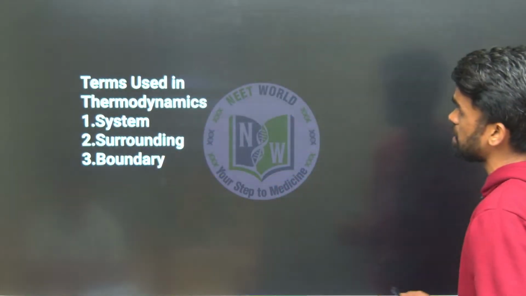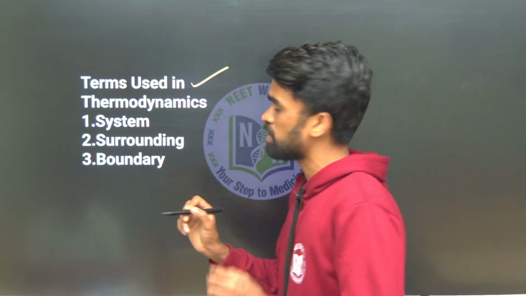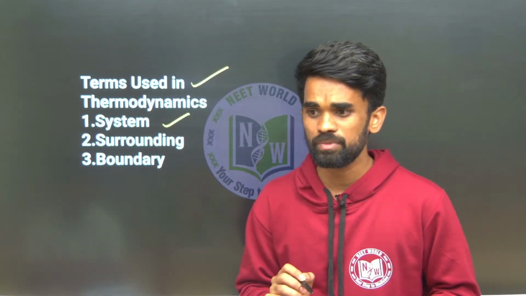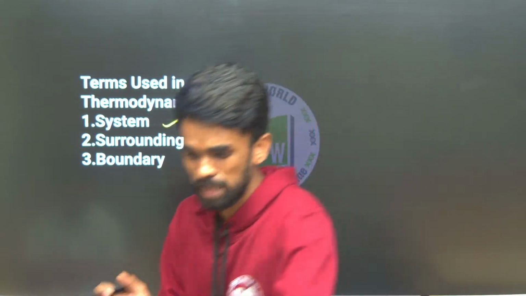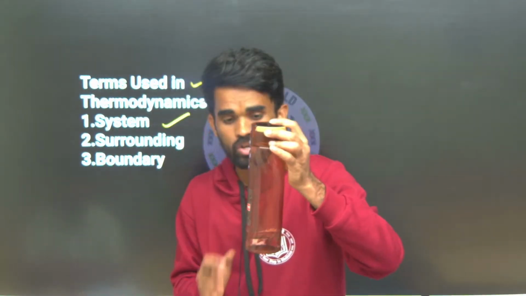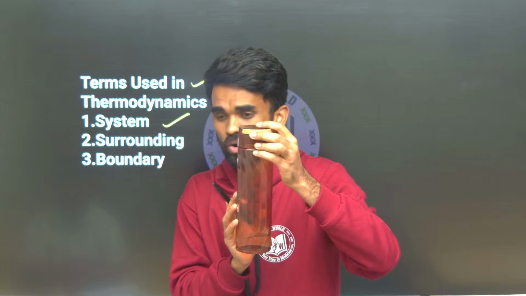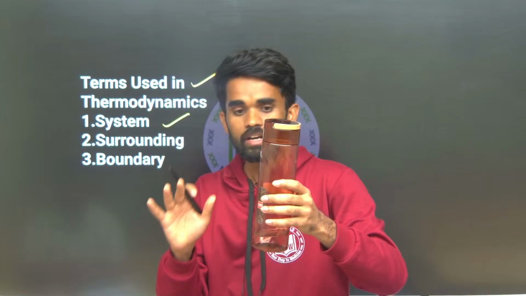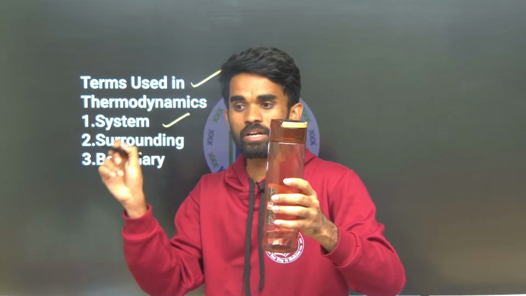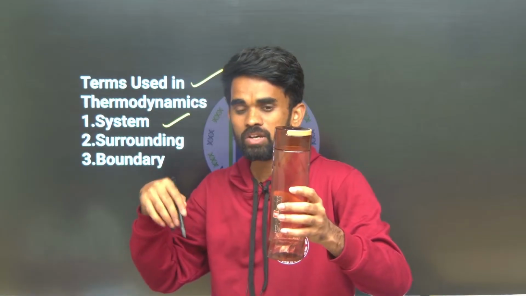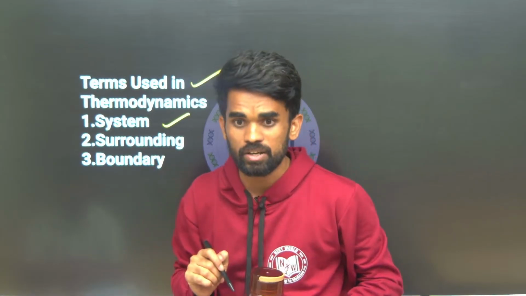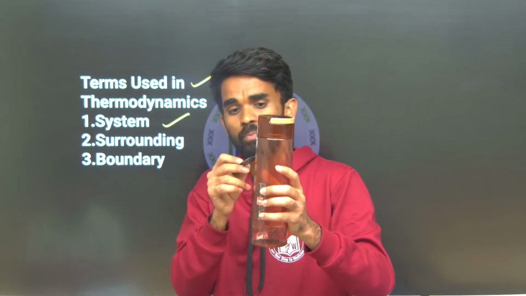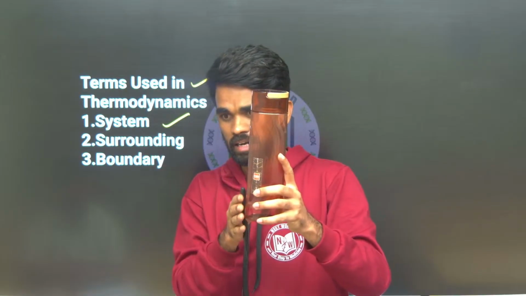Before studying these things, we need to know some basic terminology that will be used in thermodynamics. Something like system. What exactly is a system? For example, I am doing a reaction in this container. Now this container is considered the system. The part around this system is considered the surroundings. Together, the system plus the surroundings, the whole other part we have, is considered the universe. Universe means system plus surroundings.